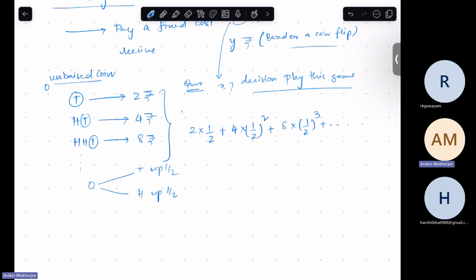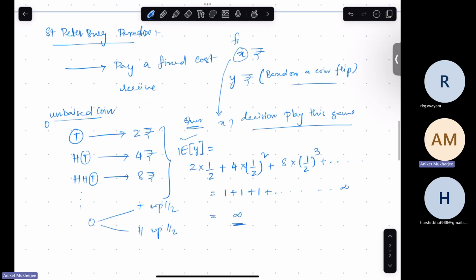So this is your expected winnings. Winnings is Y, so this is your expected Y, the expected amount that you're getting if you play the game once. This boils down to 1 plus 1 plus 1 and so on to infinity, and this value is infinite. Here is the paradox: your expected winnings are infinity.